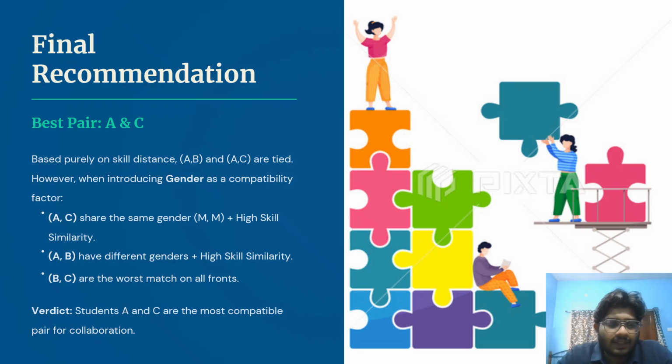Now, the final recommendation is we choose students A and C as the most compatible pair because they are equally skilled but they share the same gender, offering a potential boost in team compatibility. Worst is BC, purely based on skills. As I said, it is also written that skill distance AB and AC are tied. However, introducing gender as a compatibility factor, AC share the same gender with high skill similarity, while AB have different gender with high skill similarity. BC are the worst match of all. So we can say that students A and C are the most compatible pair for collaboration.